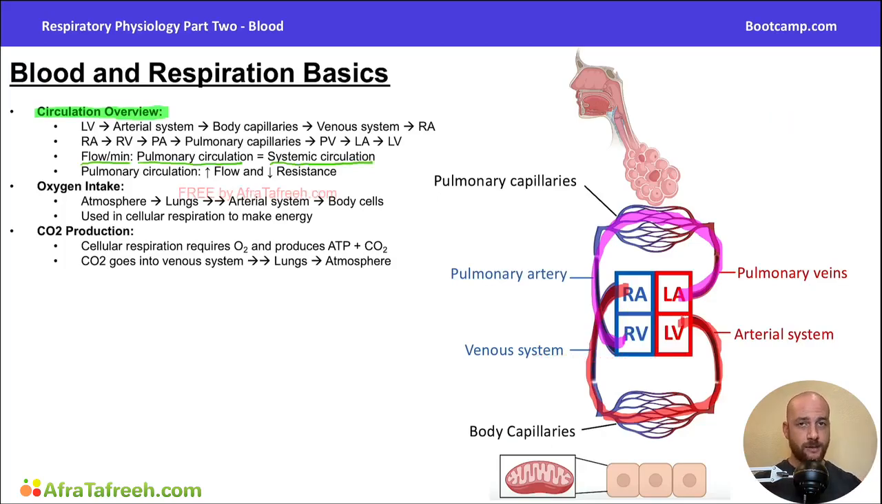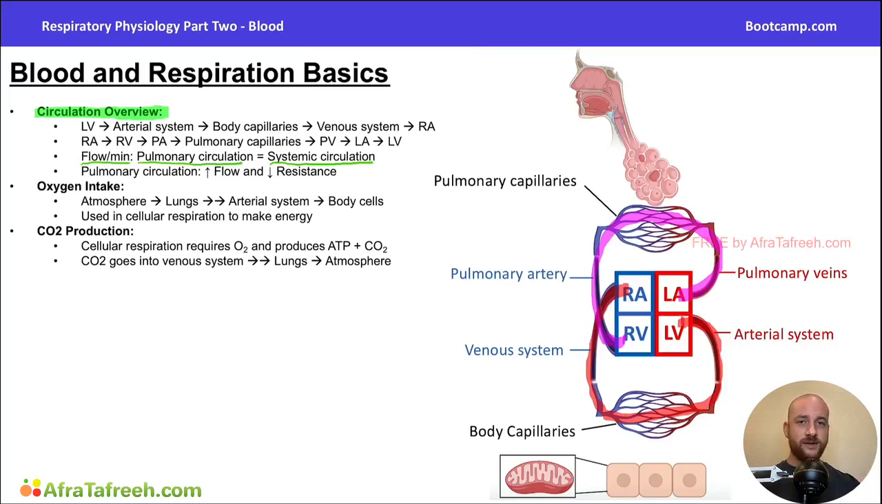And I've actually seen that come up on boards questions. So if we just think about this for a second, the systemic circulation is huge, right? It has the aorta, all of its branches, it has all of those body capillaries, it has the entire caval system, the inferior vena cava, the superior vena cava, all the hepatic veins, and so on. And so it's a massive circulation. Compared to the pulmonary circulation, which is much smaller. It has the one pulmonary artery, and then it has the few pulmonary veins.